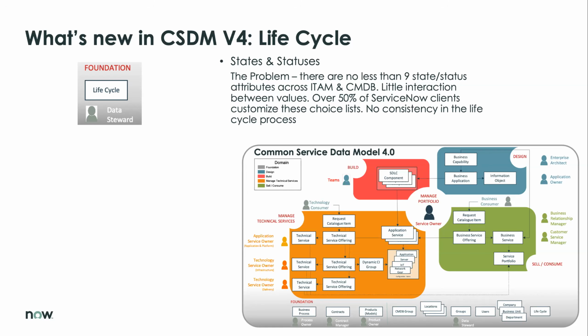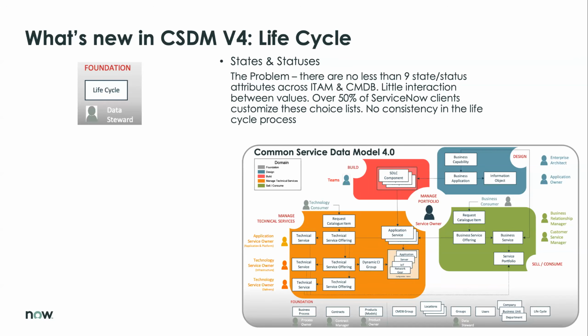So the problem here, states and statuses, as you look at assets, as you look at CIs, there's no less than 9 attributes that help to identify state or status across assets, CMDB, product models, contracts, and they don't speak to each other, or they don't have the same language with each other. And the values that are in them aren't consistent with how we work today and how lifecycle is meant to function. And then add to that, because of all of those issues, we found in our research that over half of our clients are actually customizing the out-of-the-box states and statuses. So it makes it extremely difficult for us to provide any sort of functionality because there's no consistency in how the data is being used.